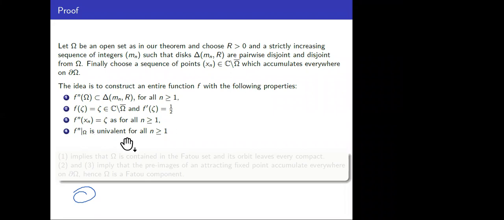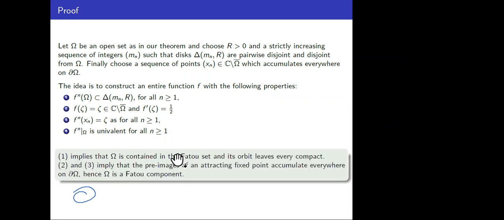And why does this now imply the geometry of your wandering domain? So why is the wandering domain precisely omega? Look at it: because of number 1, omega is contained in the Fatou set. So it's contained in some Fatou component. Maybe that component is larger, right? We don't know yet. Now, 2 and 3 imply that the pre-images of the attracting fixed point accumulate everywhere on the boundary of your omega.